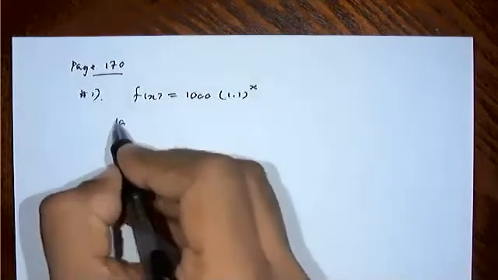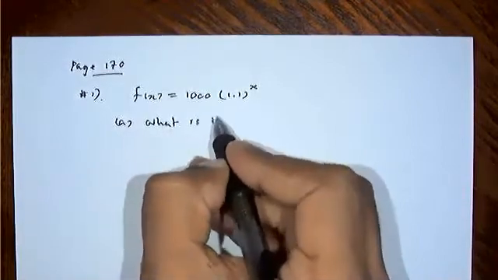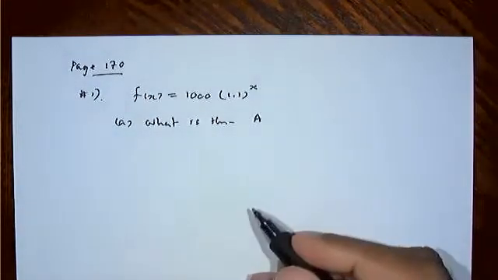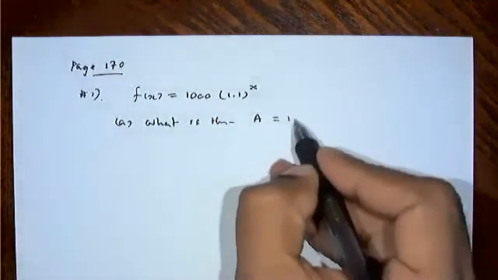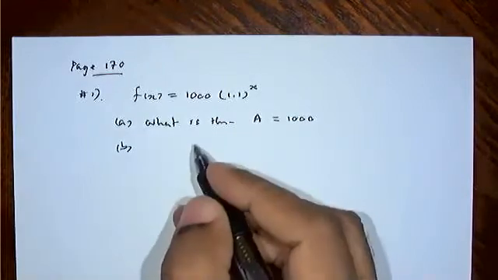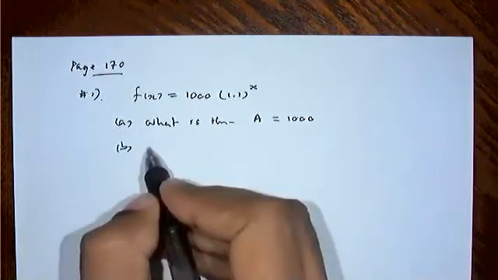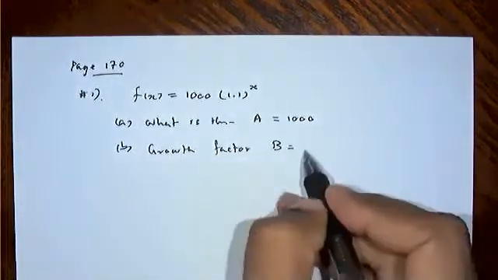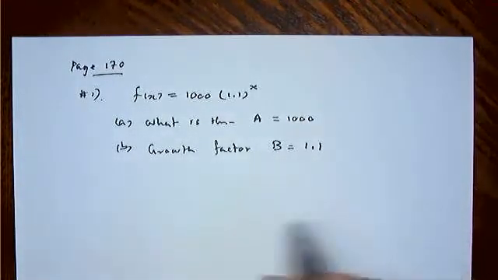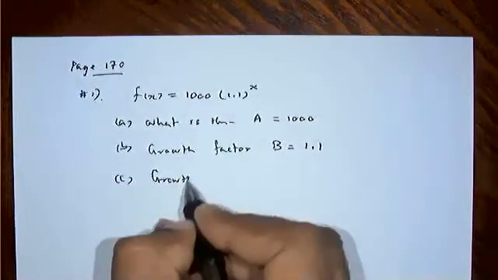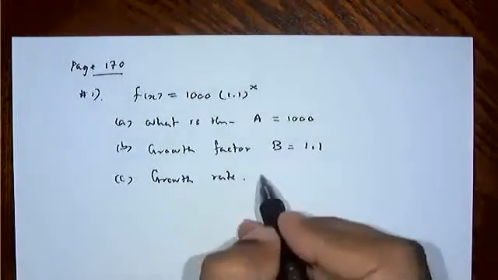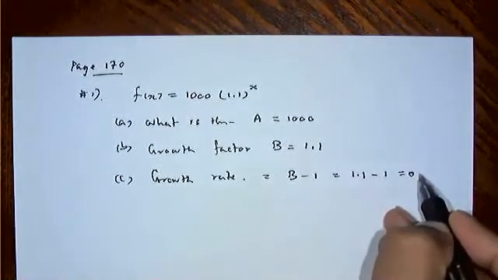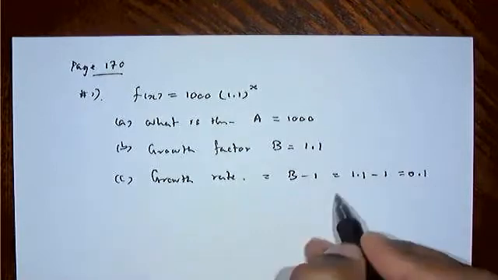So part A is asking what is the a, or the initial value, of the function. So the a will be the number or the coefficient of this exponential part of the function. So that means it's equivalent to 1000. Then part B is asking what is the growth factor of this function. So we know the growth factor is equivalent to the b, which in this example is 1.1. Then part C is asking the growth rate of the function. So we know the growth rate means the b value minus 1. That means b value 1.1 minus 1 will give you an answer of 0.1. So as a percentage, 0.1 means 10%, right?